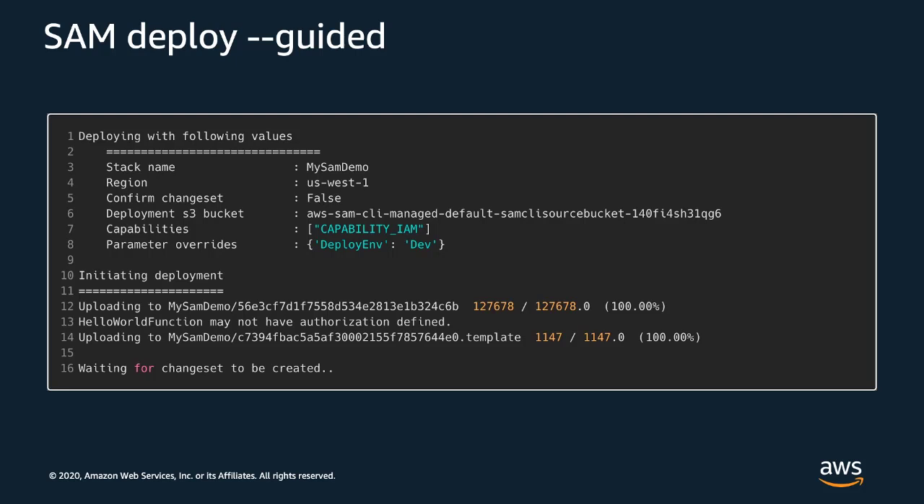Now here's how deploy works, and it's using CloudFormation. So first thing, we're going to say deploy guided. We're going to fill it all out. It's going to say I'm deploying it with these values. Here's how I'm going to do it. Then it uploads. You might recognize this, it came from package. Then it's going to upload those, and then it's going to wait for a change set to be created. And you'll get this feedback in your console.